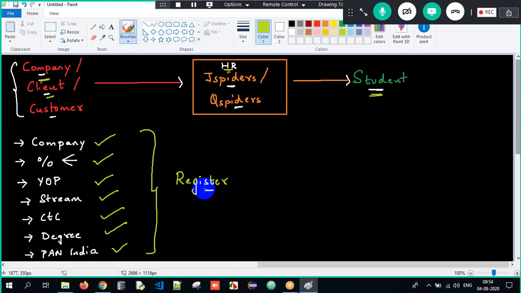Once you have registered, next what will happen? Grooming will happen. Once grooming has happened, you will attend the interview.